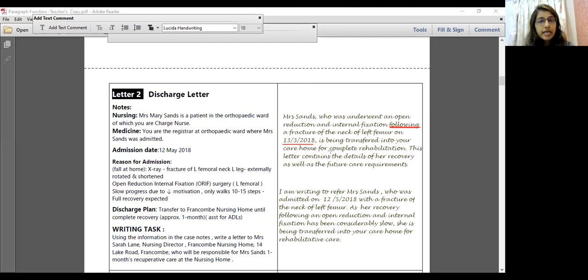Right? And the term recuperative care can be paraphrased with complete rehabilitation or complete recovery. This is another example where the term admitted is used. So here I haven't used the term admitted, I directly went on to write about the surgery. But that still gives a clear idea, right? Having the surgery automatically would mean that they were admitted. And instead of using the term discharge, I've used the term transfer.